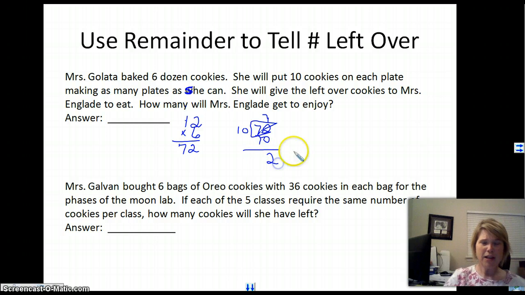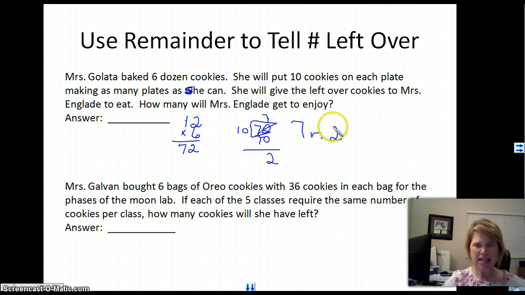Sorry that my handwriting is so messy. So we got an answer of 7 remainder 2. Now, the question is, she's going to make these 7 plates, right? She's going to put 10 cookies on a plate. She's going to make 7 plates, but she's going to give the leftover cookies to me. Yummy to eat. So, how many will I enjoy?